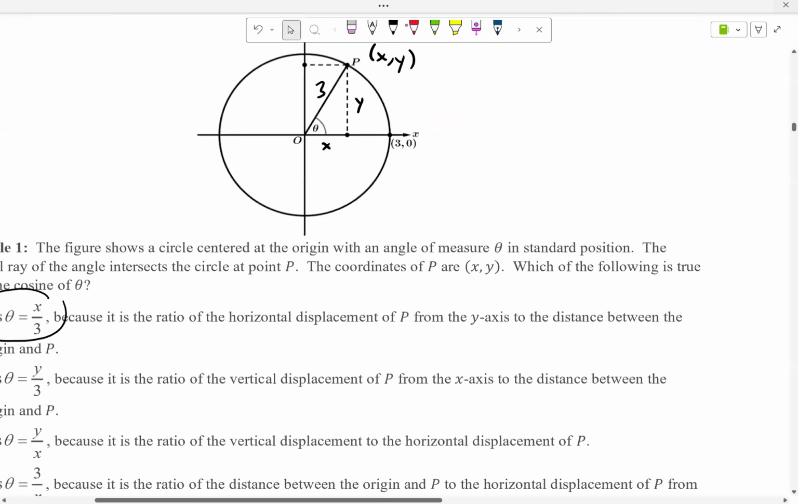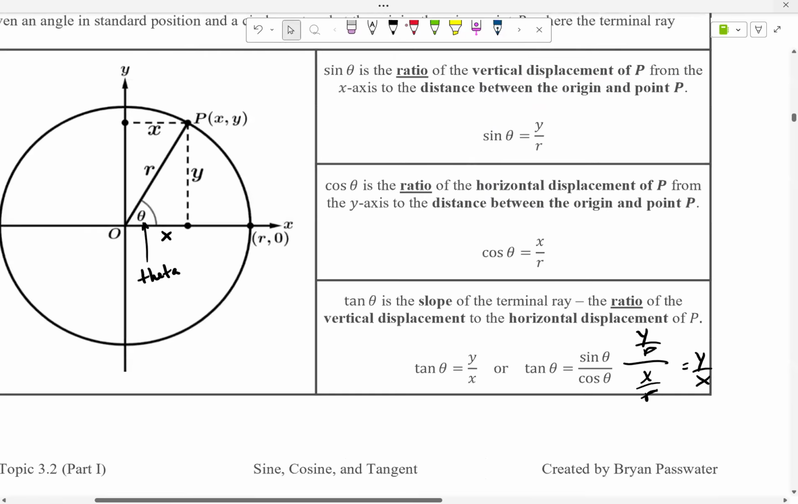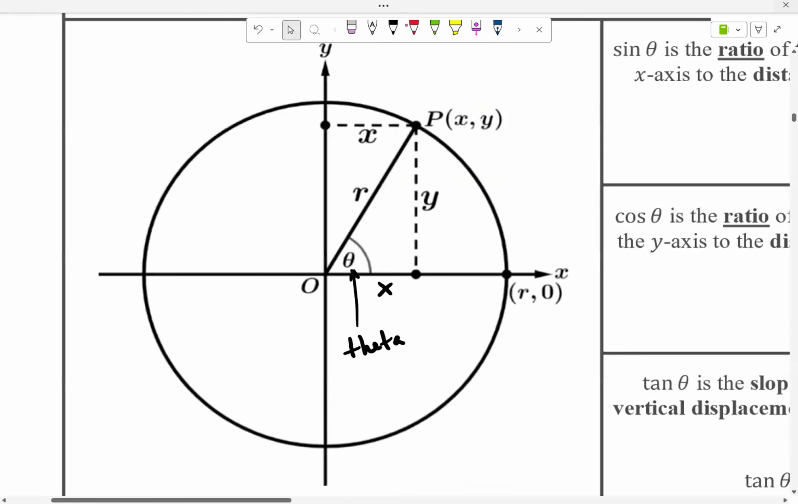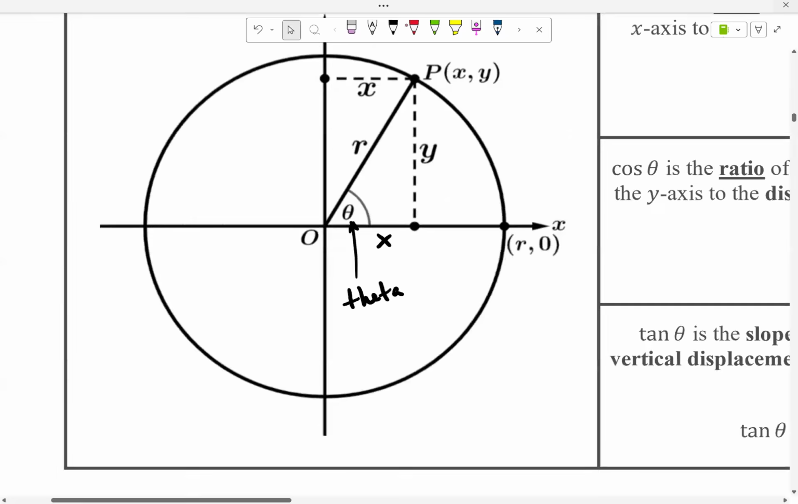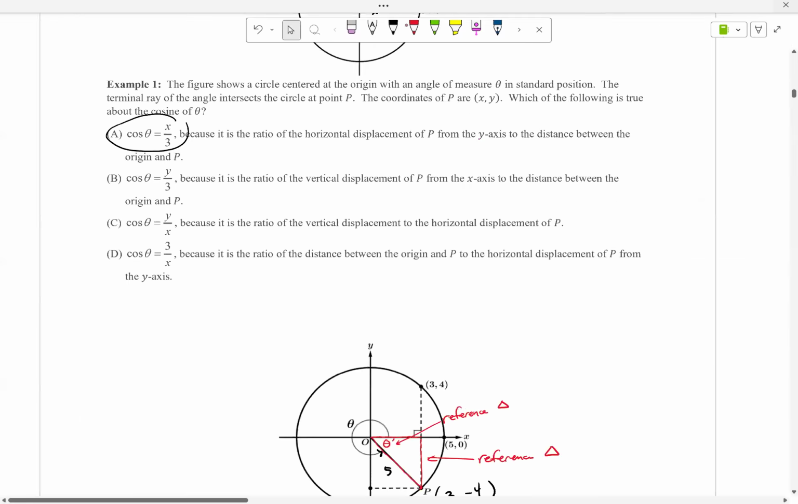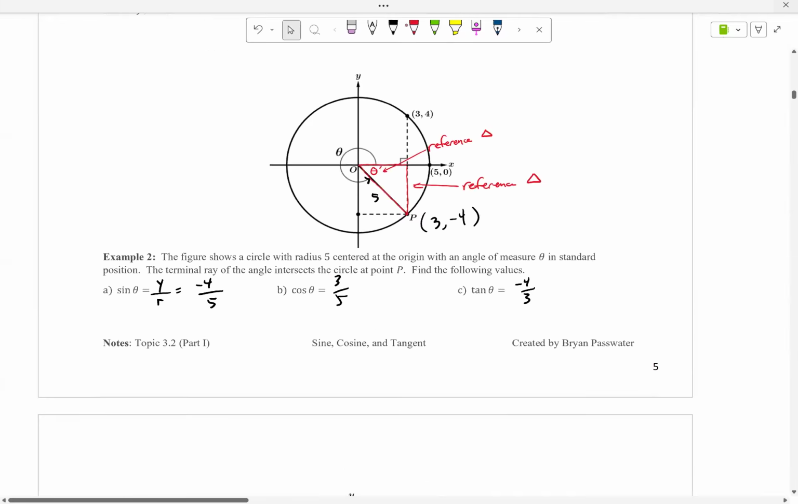But really, all you have to do is this. This is a definition, sine of theta. And if you could keep this in your brain, maybe then you can remember. Sine of theta is y/r. Cosine of theta is x/r. Tangent of theta is y/x, etc. Any questions?